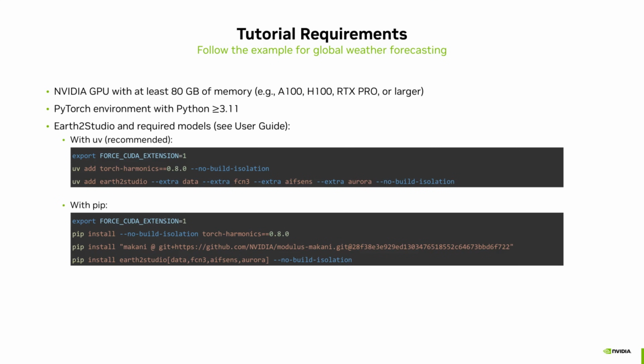You can follow along our short tutorial if you have access to an NVIDIA GPU with at least 80 GB of memory, like an A100 or newer. Earth-2 Studio requires Python version 3.11 or higher. The user guide provides detailed instructions on how to access different models.